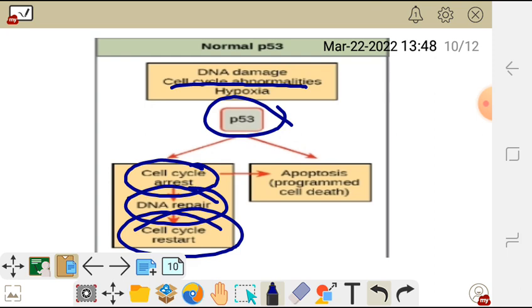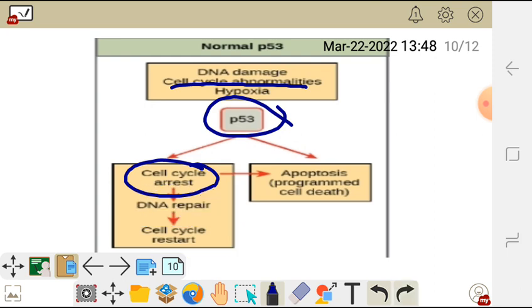It checks if the DNA is correct, or if it has some faults in some way. Then it will stop that DNA from proceeding to the next stage of the cell cycle, and it will signal the repair mechanism. So the cell will be repaired and the cell cycle proceeds.